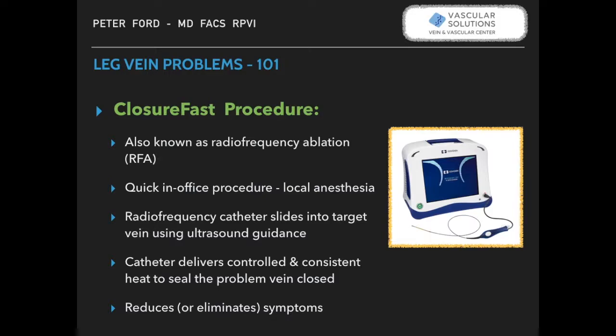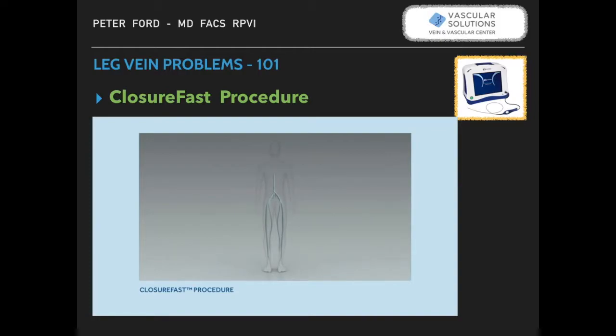The procedure works by sliding a radiofrequency catheter into the target vein using ultrasound-guided access into the vein at or slightly below the level of the knee joint. The catheter delivers radiofrequency energy into the wall of the vein, which heats and damages the vein wall, which results in sealing the target vein closed.